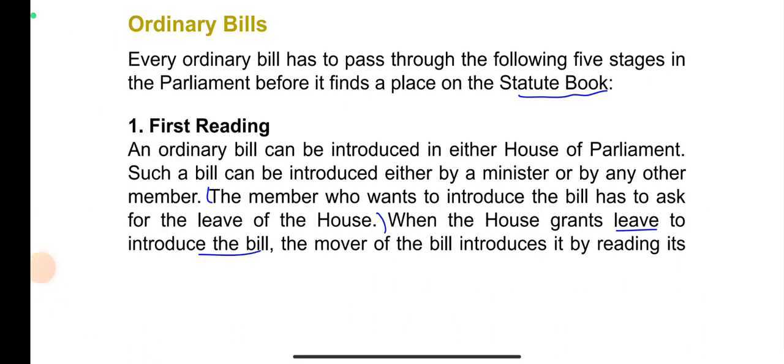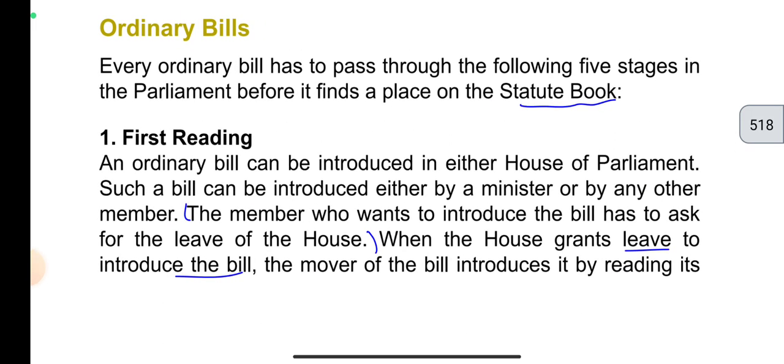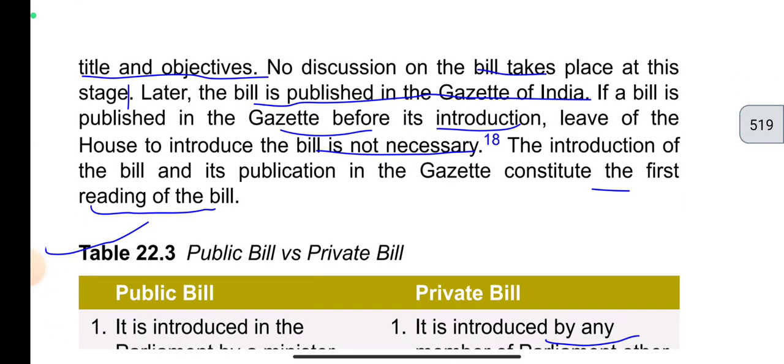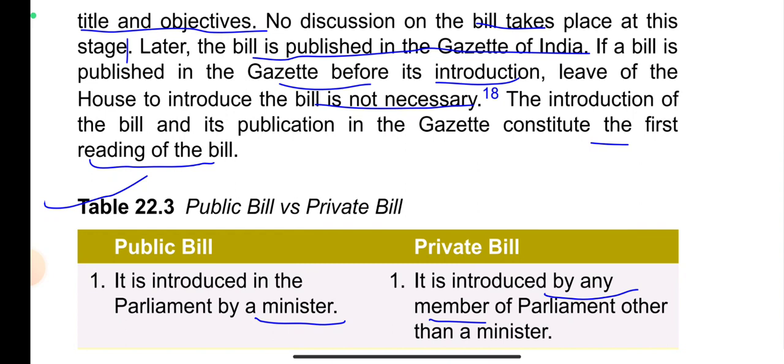So ordinary bills, that is, every ordinary bill has to pass through the following 5 stages in the parliament before it finds a place on the statute book. First reading. An ordinary bill can be introduced in either house of parliament. Such a bill can be introduced either by a minister or by any other member. The member who wants to introduce the bill has to ask for the leave of the house. When the house grants leave to introduce the bill, the mover of the bill introduces it by reading its title and objectives. No discussion on the bill takes place at this stage. Later, the bill is published in the Gazette of India. If a bill is published in the Gazette before its introduction, leave of the house to introduce the bill is not necessary. The introduction of the bill and its publication in the Gazette constitute the first reading of the bill.